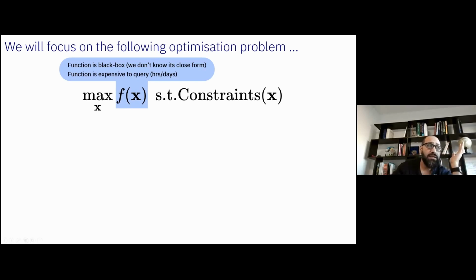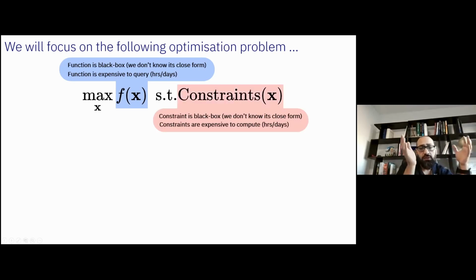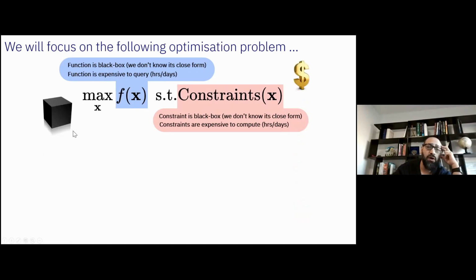So the same goes for the constraints, where we also assume that the constraints can sometimes be black box, so we don't know these constraints in closed form, and they are also expensive to query. So now we have a problem where we are trying to maximize a function subject to constraints, but that function, we don't know its form, its equation, and also it is expensive to evaluate. So in other words, it's a black box function, and there's a lot of money involved when you evaluate that function.